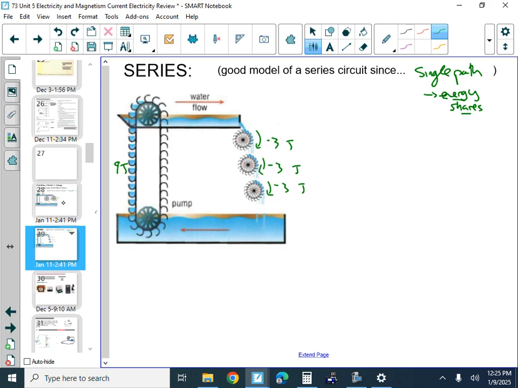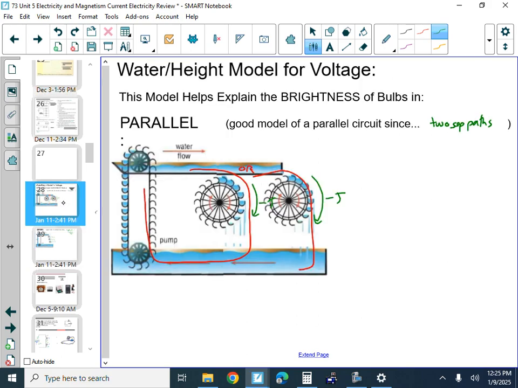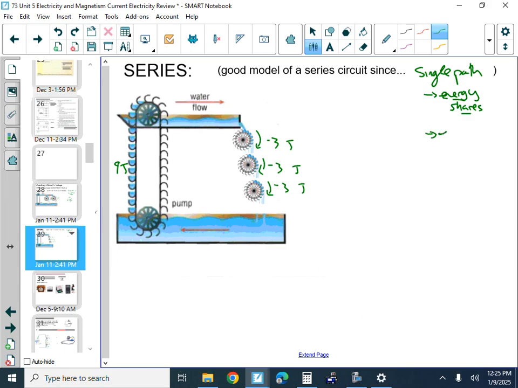Whereas here we have 2 separate paths, and each gets full energy. But the current shares, right? The actual water, some of it goes one way, and some of it goes the other way. So this is a key concept to understand about how electricity works. Here, each gets the same current. All of the water goes through each of those wheels, right?